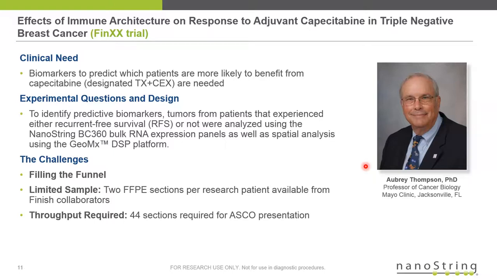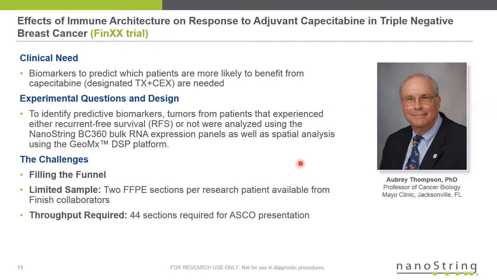Better biomarkers are needed. So the question is to identify predictive biomarkers. Tumors from patients that experienced either recurrence-free survival or not, so they either had good recurrence-free survival or they did not, were analyzed using both a bulk assay that's been really useful in understanding the tumor biology, called the BC360, the Breast Cancer 360 assay, as well as the GeoMx DSP platform.